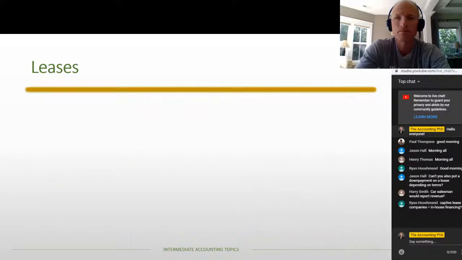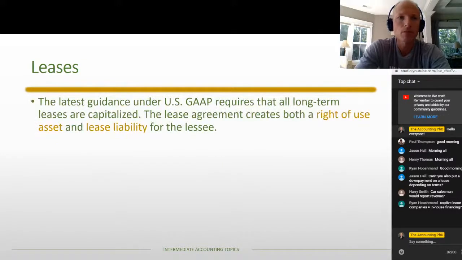All right, so the latest guidance under US GAAP requires that all long-term leases are capitalized. Basically, anything past a year must be capitalized. That agreement then creates a right-of-use asset, which we talked about, and the lease liability for the lessee. So again, regardless of the specific characteristics of the lease, if the lease is more than a year, then it must be capitalized. We're going to talk about how we do that.